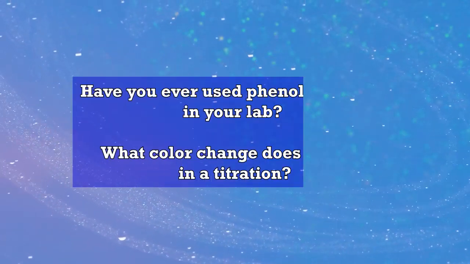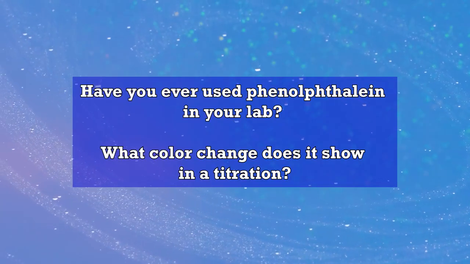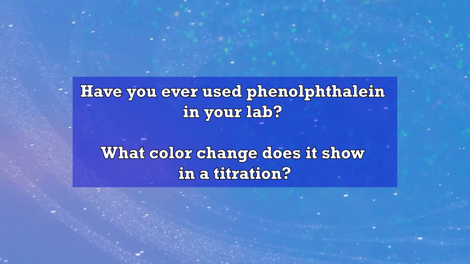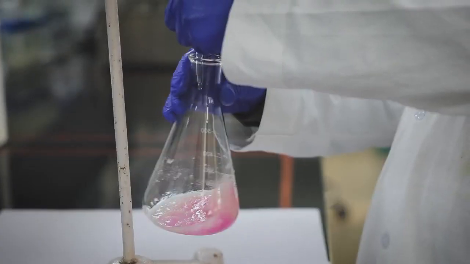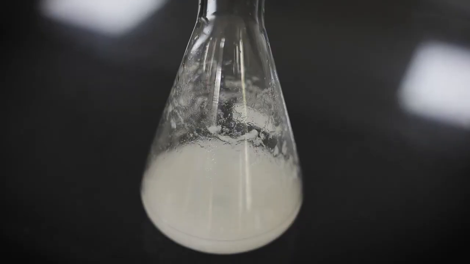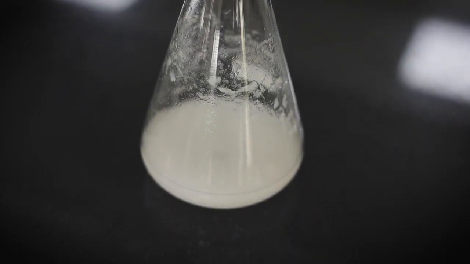So, we have seen many reagents and chemicals are used in this test. Have you ever heard phenolphthalein being used in your school lab? What color change does it show in a titration? Phenolphthalein shows a pink color in basic solutions, and the color disappears when the solution becomes acidic.